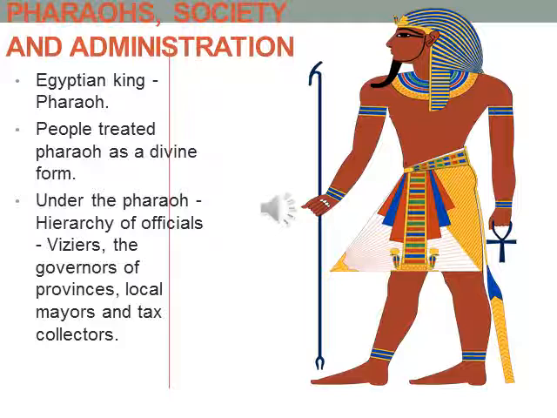So the Egyptian king was called Pharaoh. People treated the Pharaoh as a divine form. Under the Pharaoh there was a hierarchy of officials, that is, the arrangement of officers from high to low. First the Pharaoh, then the vizier, then the governors of provinces, then the local mayors, then the tax collectors. Viziers were the administrative officers who administered the territories under the direct control of the pharaohs.